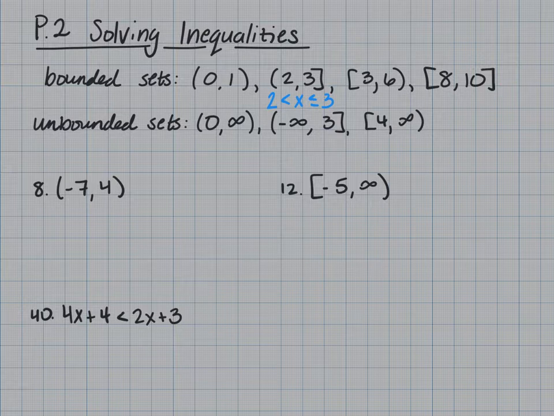This is because infinity is infinitely large. Okay, so that means that it's just going to keep going on and on and on forever. That's what makes it an unbounded set, because it's bounded on one side but not on the other.